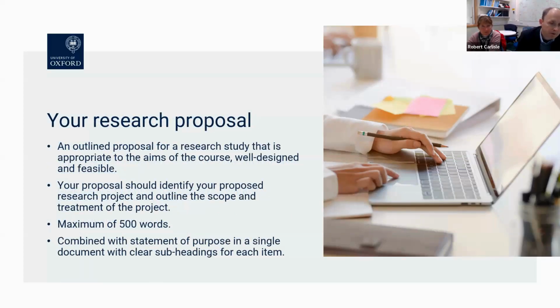In terms of the research proposal, as I described, it's an outline that just shows us you can think about science in a sensible, well-designed, feasible way. And it just gives us an idea of how you think and how you put things together. 500 words. And we use this combined with the statement of purpose to assess how suitable you are for the course. So keep everything organized and clear.